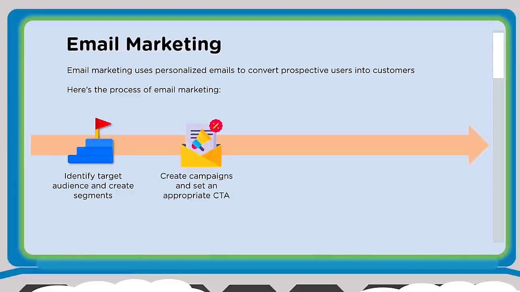Once you target that audience and create email segments, you're going to create the campaign and set up an appropriate call to action. One note here is that the call to action is going to be aligned with your goal. So what is the goal of the email campaign? Is it simply to get people to click on something and purchase? Or is it to get people to click on something and sign up, or watch something, or submit some information, or download, or whatever the case?